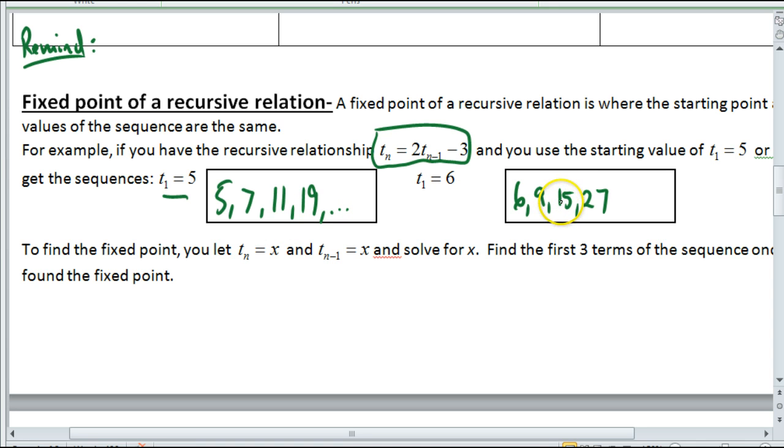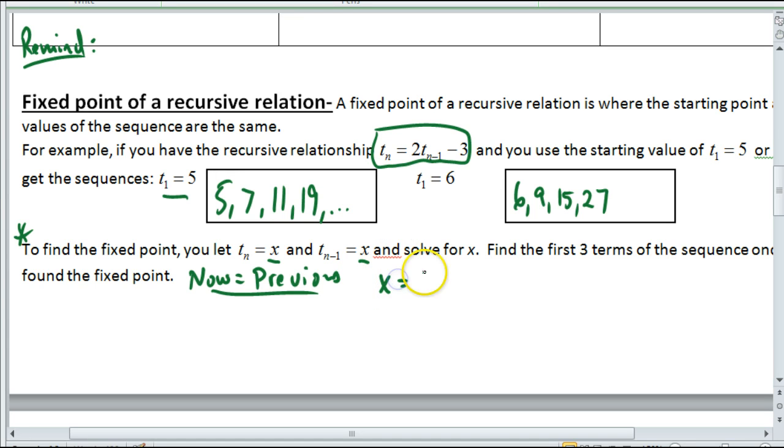Now this is where the fixed point comes in. I want to know which seed I can plug in so that I get the same number every time. Well, that means that now has to equal the previous. Every term equals the same. So to do that, I let now equal x and previous equal to x. They have to be the same value.